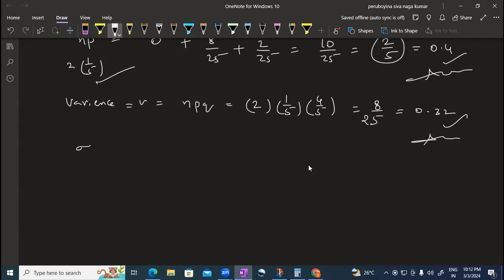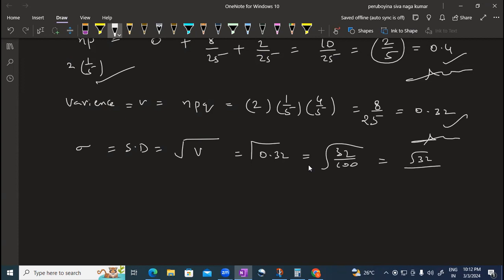And the standard deviation is asking. Standard deviation, SD, is equal to root of variance. So root of variance, we got 0.32. That means 32 by 100 under square root. That means root 32 divided by 10. Root 32 means 16 twos. So it means 4 root 2 by 10. And you can cancel 2 and 5, or 2 root 2 leave the same thing. 4 root 2 by 10.